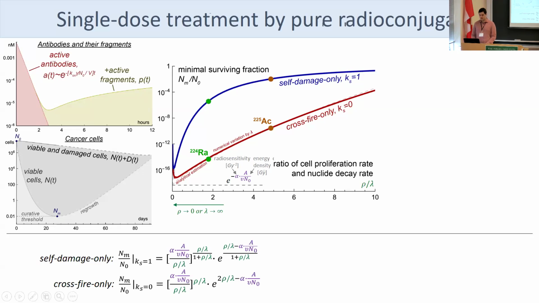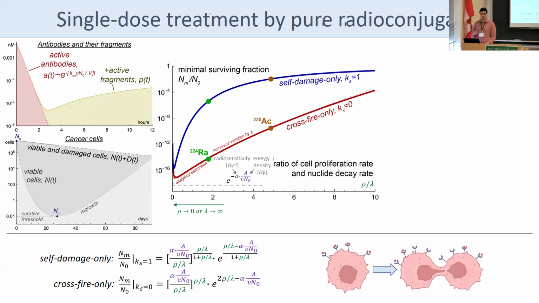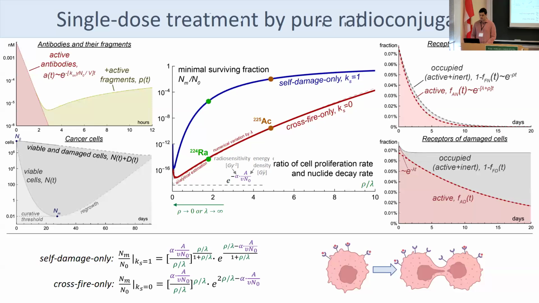Notably, the self-damage case is less effective than the crossfire-only case, and this happens because the density of radioactivity on viable cells decreases not only due to the decay of nuclei, but also due to redistribution of nuclei among the newborn cells. As the cell volume increases, the density of nuclei falls down, and the density of radiation energy also decreases. Therefore, after binding of antibodies, the fraction of active receptors on viable cells decreases faster than that on damaged cells.